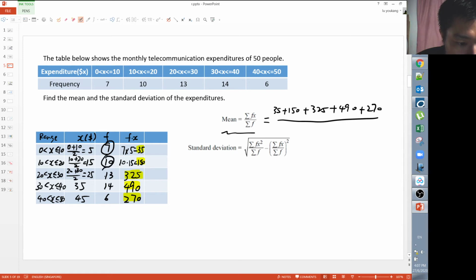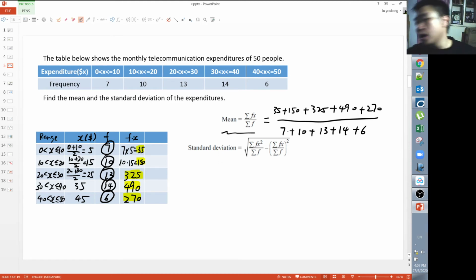Okay, so you're going to add all this together. So you have 7 plus 10 plus 13 plus 14 plus 6. Alright, so your mean is supposed to be 25.40 cents. $25.40. Alright, so that should be the mean.